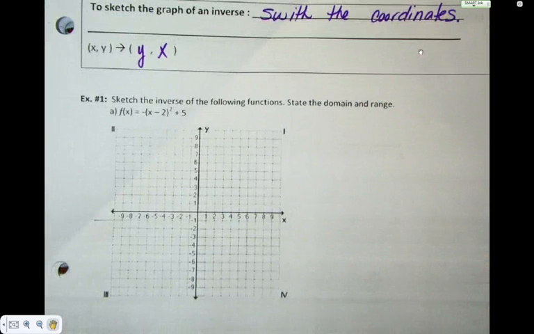Okay, let's do some actual examples. So, bunch of graphs. We're going to get the inverse. Then we're going to do domain and range. Kelsey, you're on top of that.